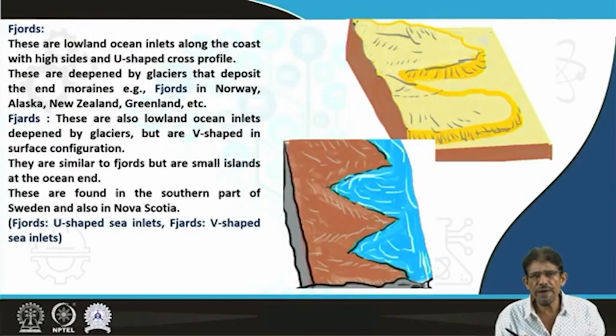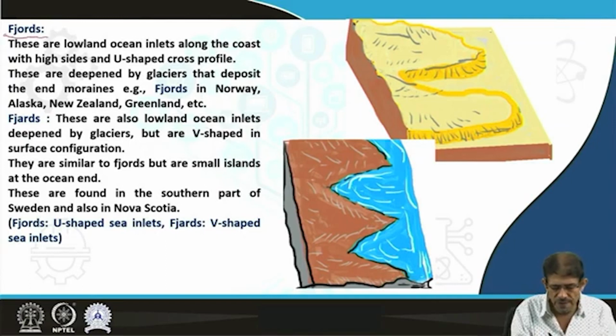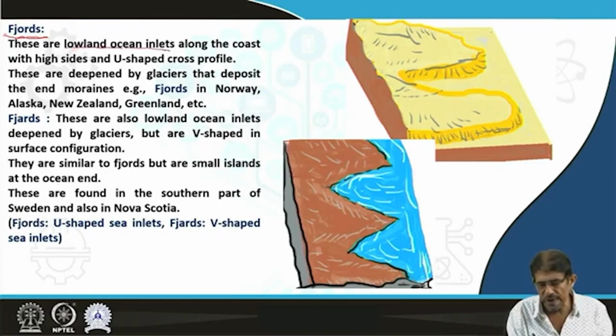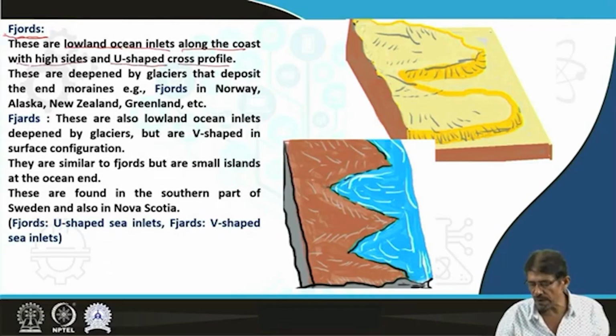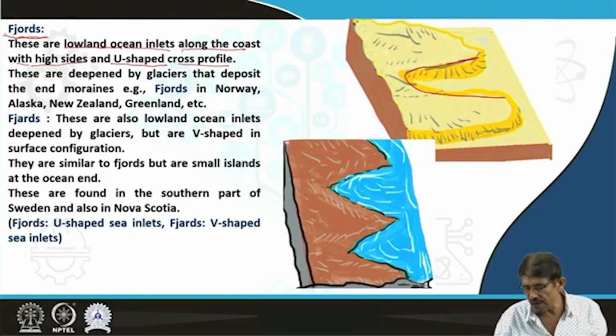Beside this, we have two very famous types of landforms generally associated with the sea, particularly in very cold locations like Norway, like Greenland, etc. So in cold regions of the world, a particular famous landform is fjords. These are lowland ocean inlets along the coast with high sides and U-shaped in cross profile. You can see this is the view of fjords. Here the ocean water enters inside and the shape of this is a U-shape. In section also you can get a U-shape.